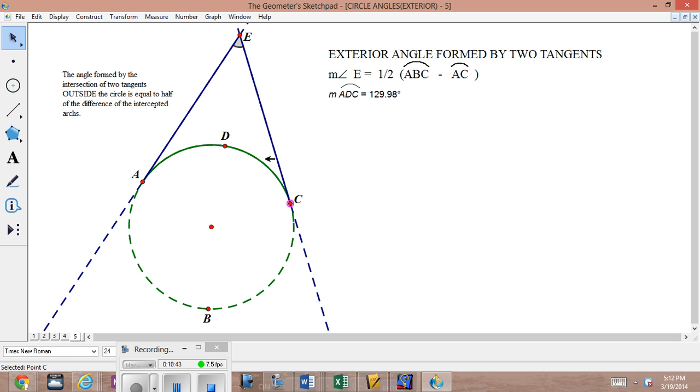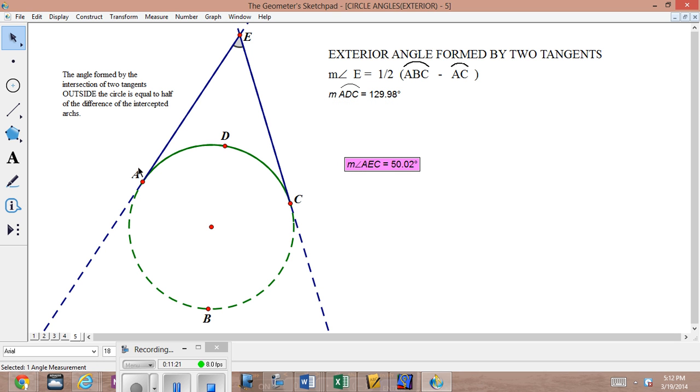Now, you don't need the larger arc ABC, because the larger arc is the rest of the circle. So if this smaller arc right here is 130 degrees, then the larger is 360 minus 130, which makes that 230. So it's 230 minus 130, which is 100. Cut in half is 50. So the measure of that angle up here should be 50 degrees.